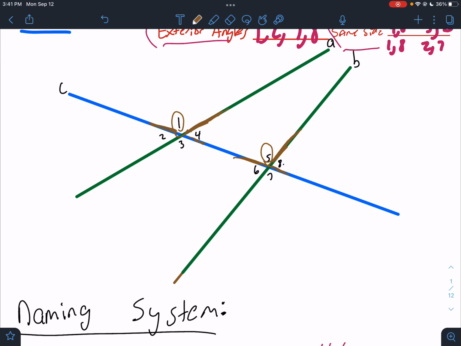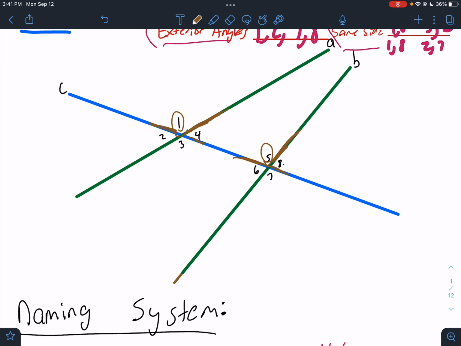1 in, 1 out. So like 3 is on the inside. To correspond to 3, I better be on the outside. 3 and 7 are corresponding angles. They're on the same side, 1 in, 1 out. All right, those are the big ones.